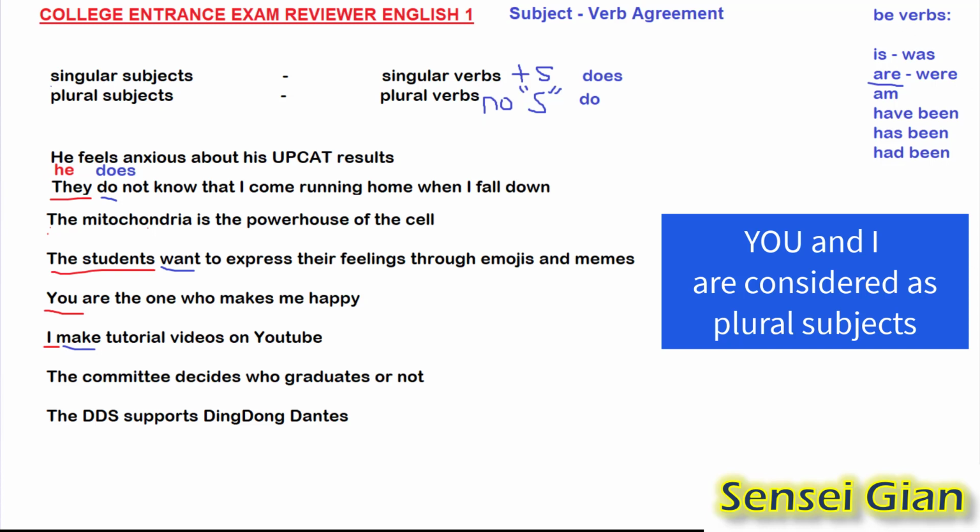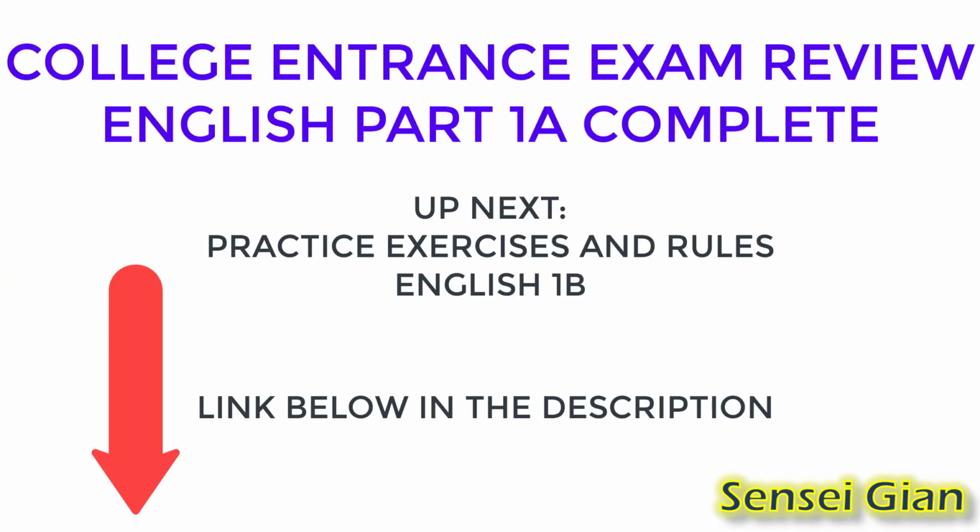So that's it for our basics. Time for a pre-test, which will be in part 1B of our college entrance exam review in English. I hope we have completely reviewed the meaning, definition, and concept of subject-verb agreement. So up next in 1B will be practice exercises and the rules.